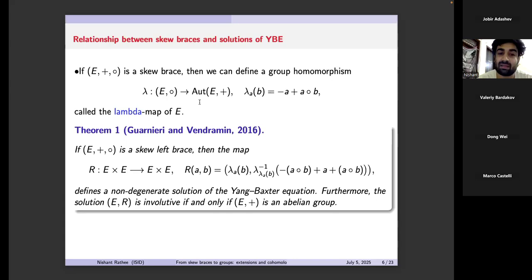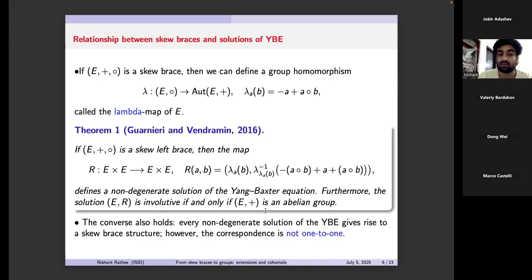If you have a skew left brace E, then the map defined from E cross E to E cross E by r(a,b) is equal to (lambda_a(b), lambda inverse of lambda_a(b) minus a circle b plus a circle b) by this complicated formula. Then this defines a non-degenerate solution of the Yang-Baxter equation. Furthermore, this solution is involutive if and only if the additive group of the skew brace is an abelian group. So this is the relationship between skew braces and the Yang-Baxter equation.